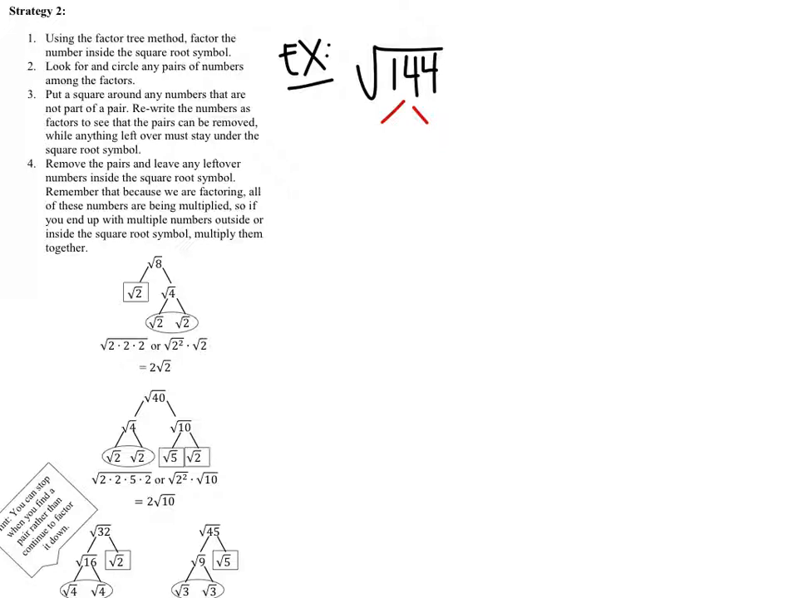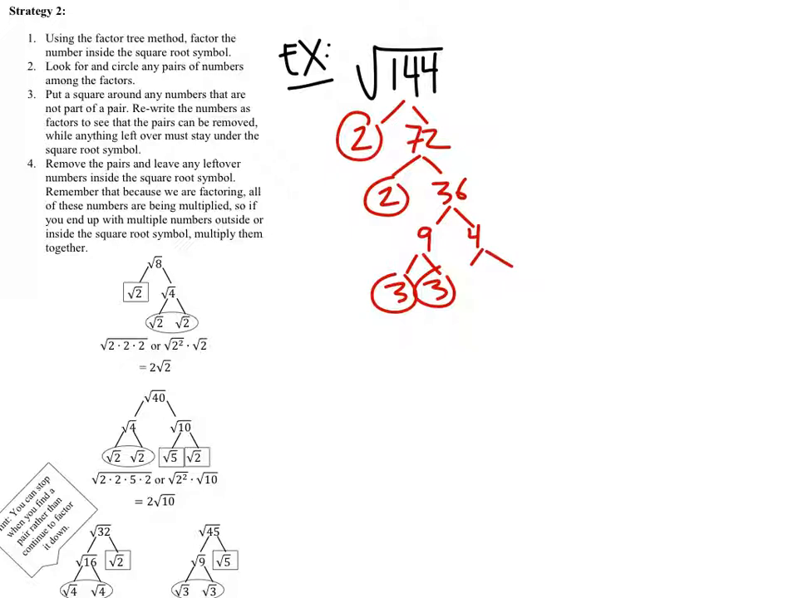So for example, I know that I could do 2 times 72. You could have used 12 and 12 if you wanted to. 2 is prime, so then I'm going to factor this out even further. That would be 2 and 36. And then 36 is 9 and 4, neither of which are prime, so we'll keep factoring: 3 and 3. And then we got 4, which is 2 and 2. So our prime factorization is 2, 2, 3, 3, and 2, 2. So this is really the square root of 2 times 2 times 3 times 3 times 2 times 2.